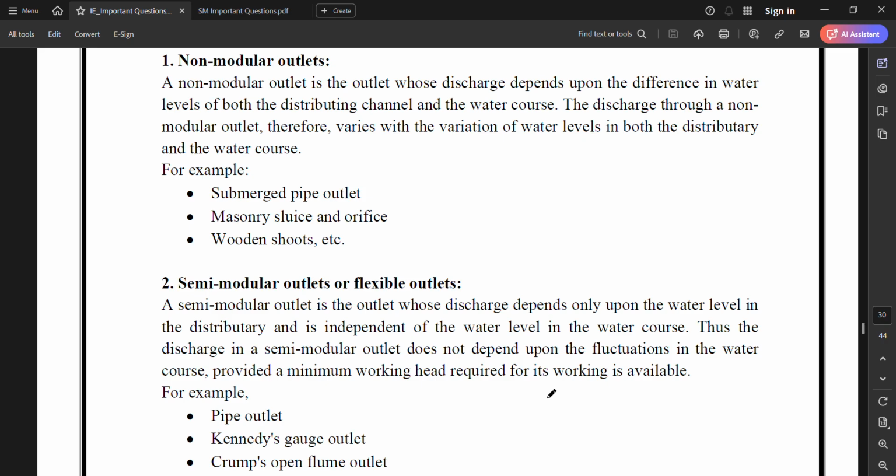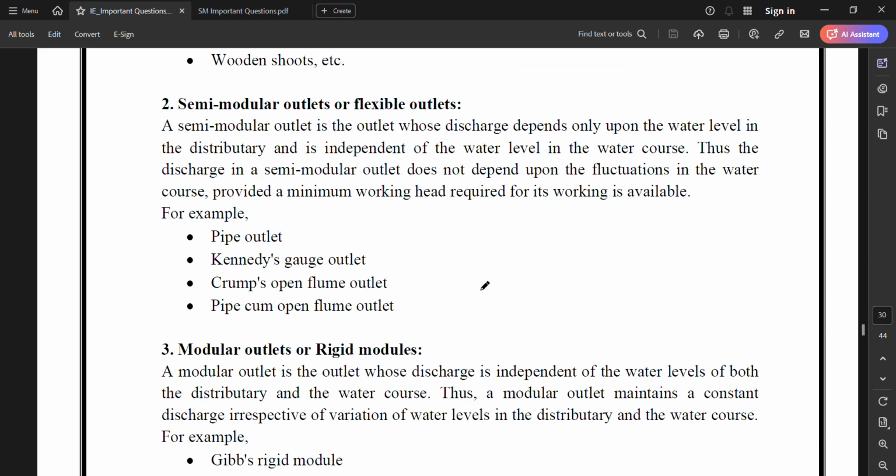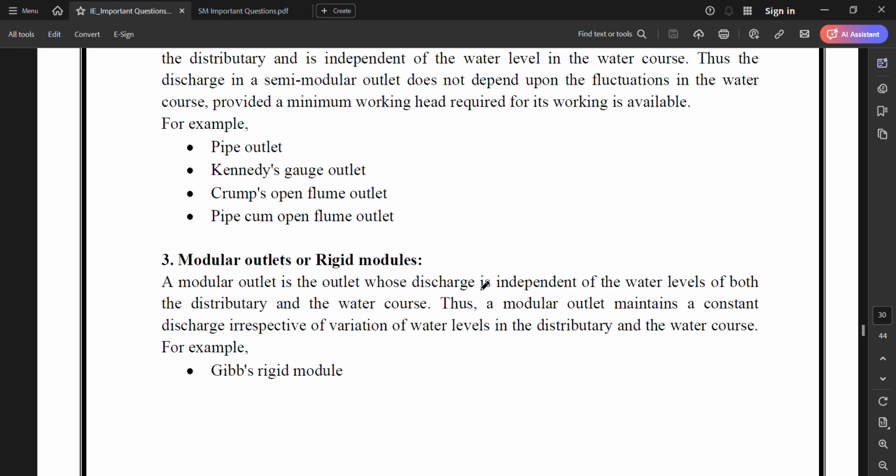Second is the semi-modular outlet or flexible outlet. A semi-modular outlet is an outlet whose discharge depends upon the water level in the distributary and is independent of the water level in the water course. Thus, the discharge in a semi-modular outlet does not depend upon fluctuation in the water course, provided the minimum working head required for working is available. For example, pipe outlets, Kennedy's gauge outlet, Crump's open flume outlet, and pipe cum open flume outlet.